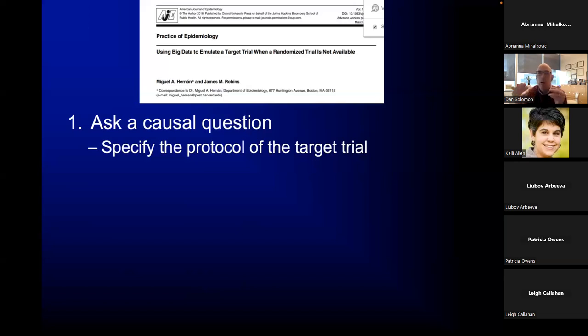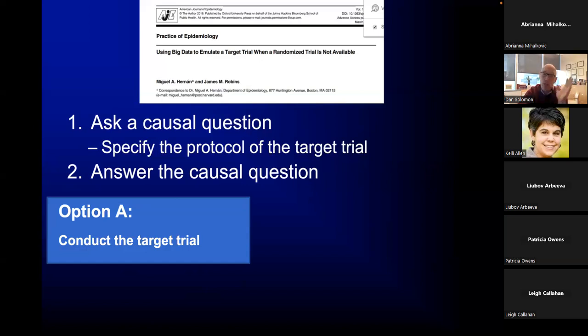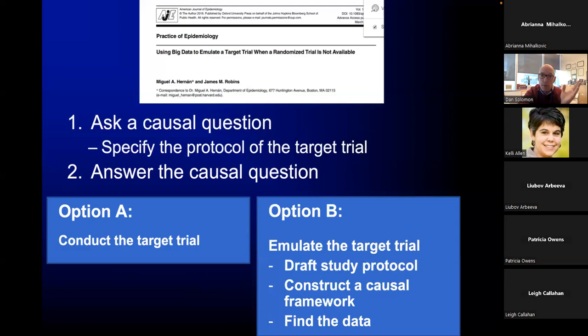I'm just telling you how these can be applied in rheumatology, and in a minute, we'll get to some osteoporosis examples. So the first thing that Miguel and Jamie talk about is asking a causal question, specifying the protocol of the target trial, and then trying to answer that causal question. Again, option A is to conduct the randomized trial. Option B is to emulate the trial. Target trial emulation is what we're talking about today, and it's what we do as observational epidemiologists. We need to draft the study protocol, construct a causal framework, and then find the data that will help us answer the question.